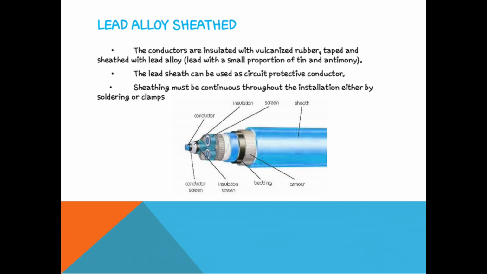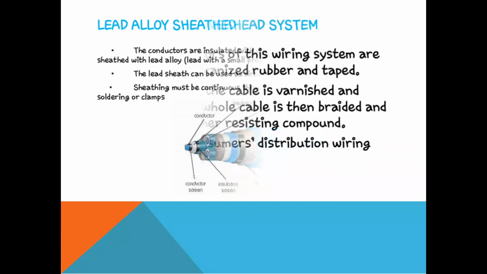Because if you examine critically, we have the outer layer, which is the sheath. We also have the armouring. We have the beddings. We also have the screen. We have the insulation. We also have the insulating screen. Then we have the conductors. So that is the lead type. Majorly they are used as underground cables.